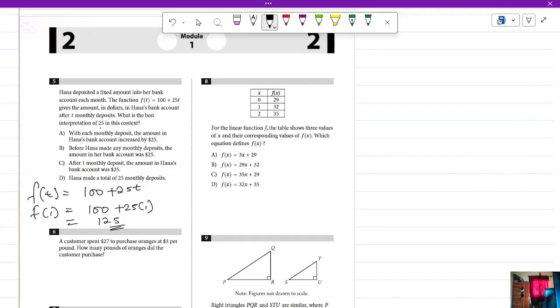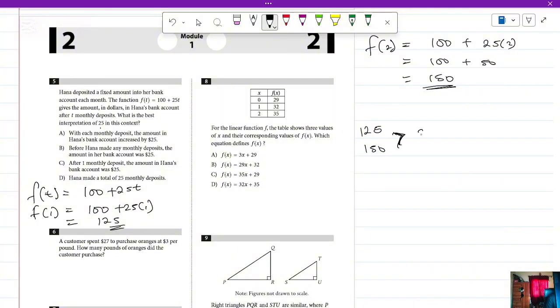Now, the reason why I said I want us to do f of 1 and f of 2 is that f of 2 will be 100 plus 25 in bracket of 2. And that will be 100 plus 50, which is what? 150. Now, if you look at it, first month is this, second month is this. So, what does that mean? It means that the difference between the first month and the second month is what? 25, which means with each monthly deposit, the amount in Anna's bank account increased by what? By 25. It's as simple as that.